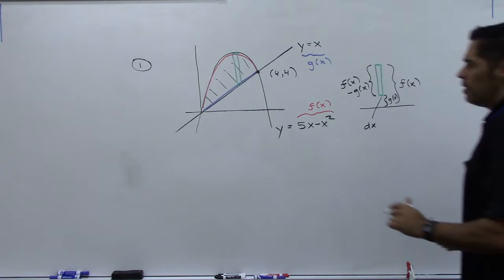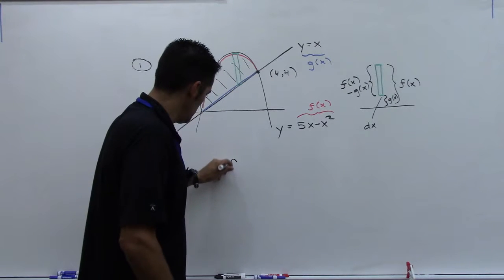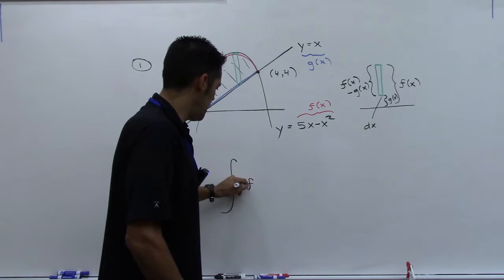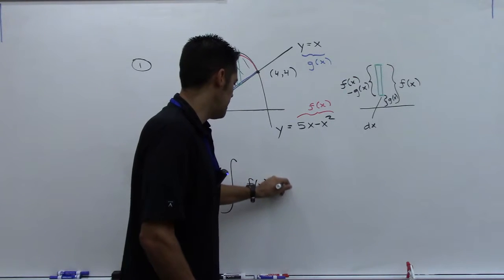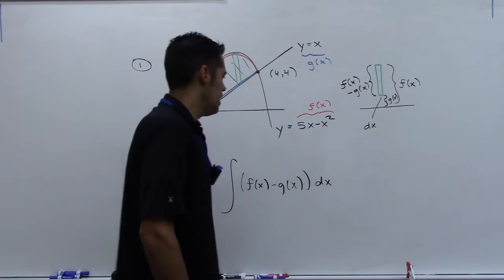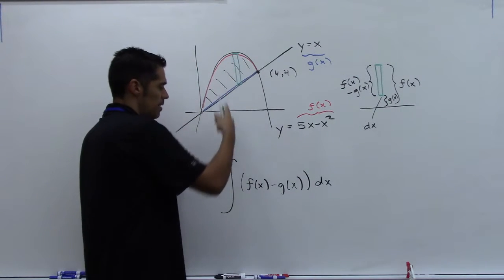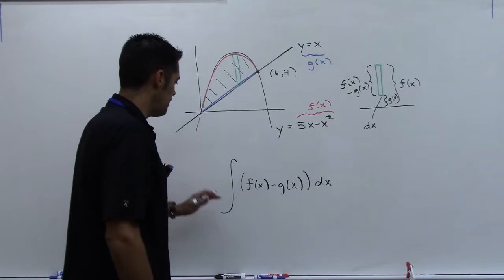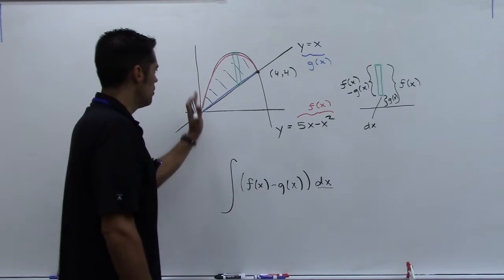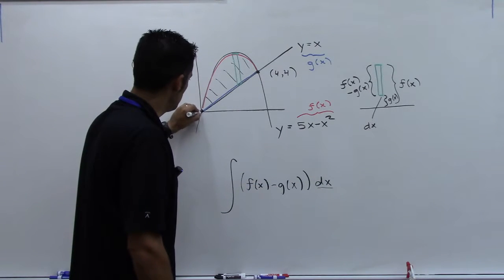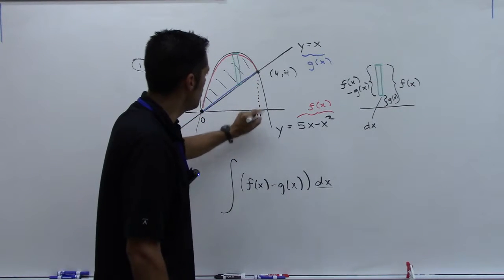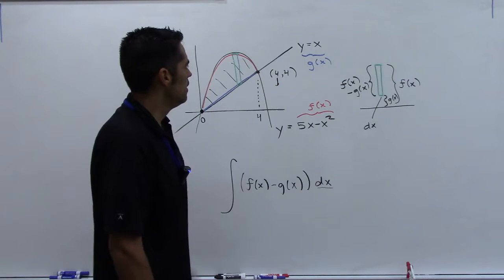And so when we set up our integral, this inside is the area of that rectangle, which we said was f of x minus g of x. That's the height of the rectangle, then times its width, dx. And then we need to add all of them up, an infinite number of them, so that's where the integral comes from. And we have to find our limits of integration. And since we're integrating with respect to x, we're looking for x values. So you can see that this region starts at an x value of 0, and this region stops at an x value of 4, and that's given to us right here by that 4.